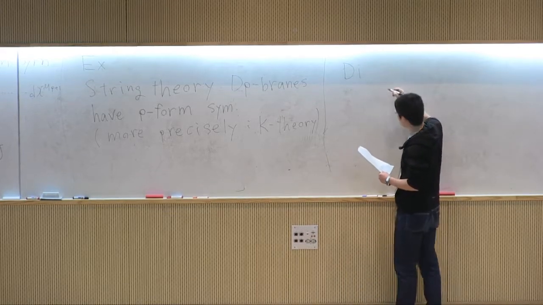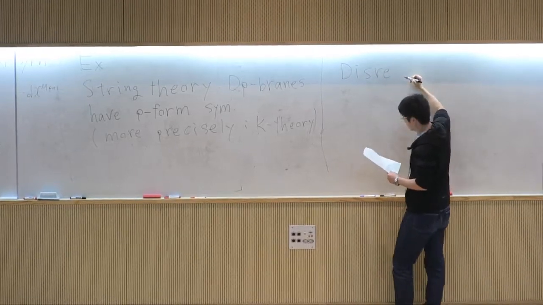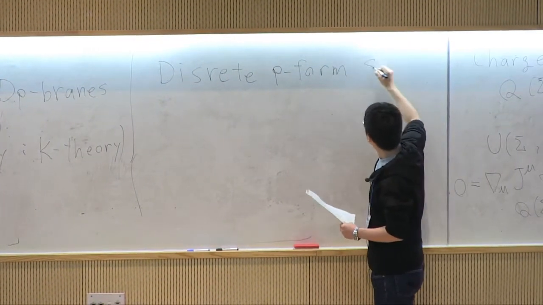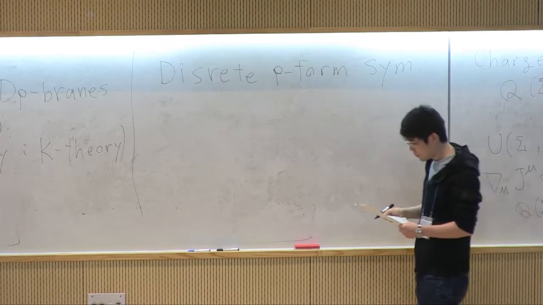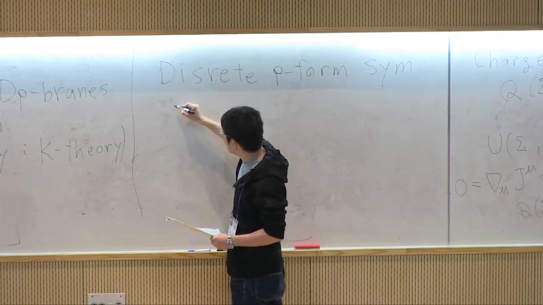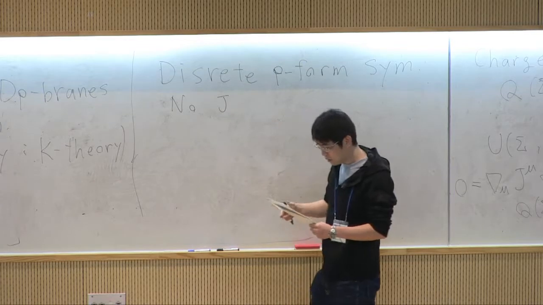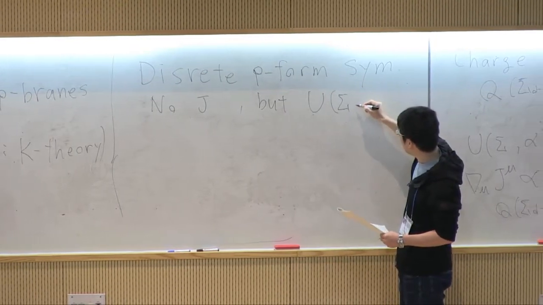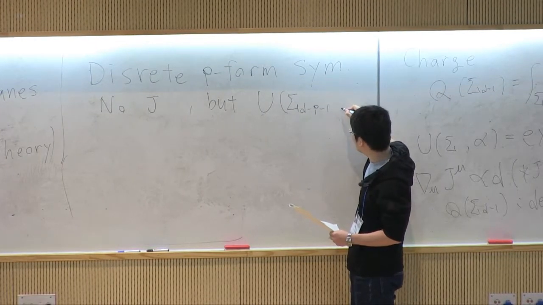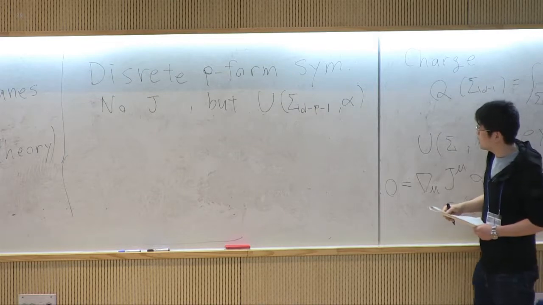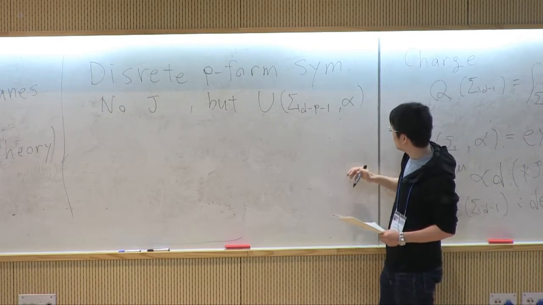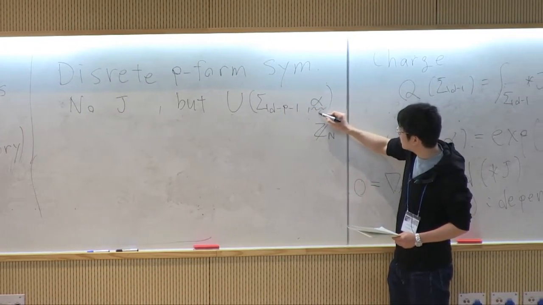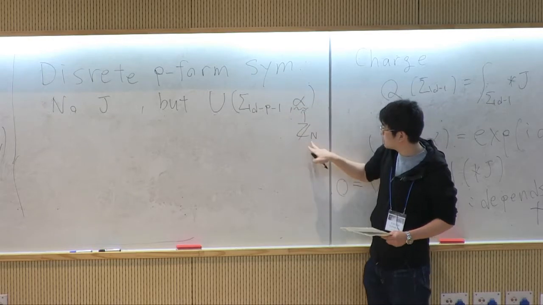Then, conceptually, it is not so difficult to generalize it to discrete p-form symmetries. Again, in this case, because the symmetry is discrete, there's no conserved current. But we have this symmetry operator defined on a dimension d minus p minus 1 submanifold. And this is also labeled by some group element. Practically, I only consider some Zn discrete symmetry groups. So this label is an element of this Zn symmetry group.